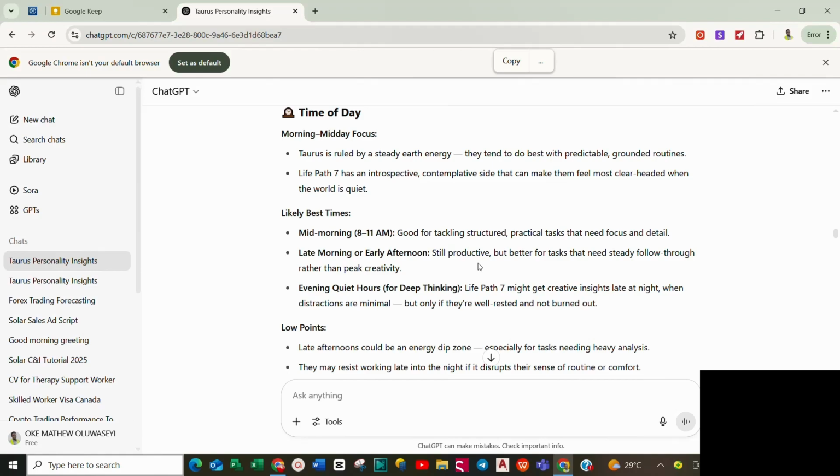So in the evening quiet time, they're rounding up, when distraction is minimal. But they only want to if they are well rested and not burnt out, because they like to rest well. So they don't like working in the evening in a way, but then in the evening they just come to sum up some things and hope.